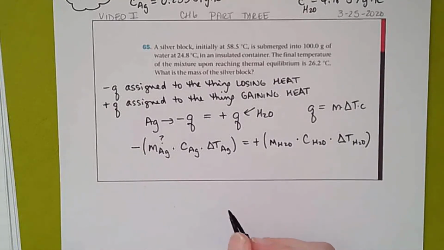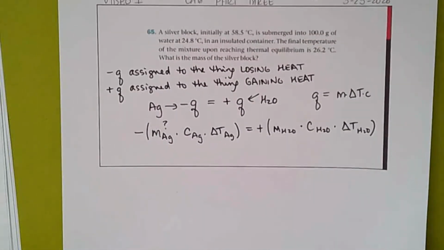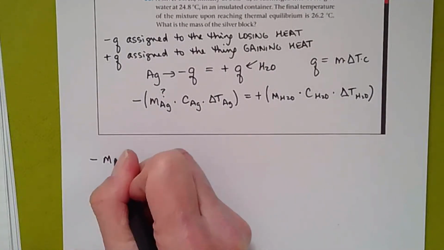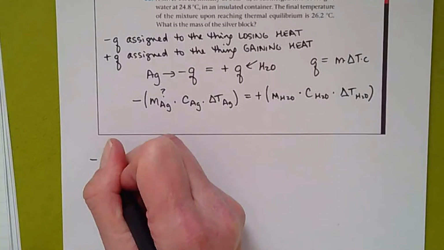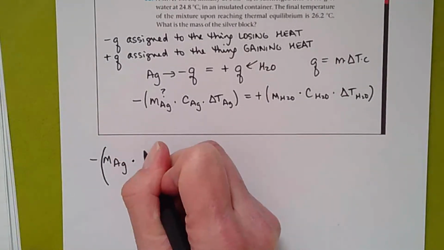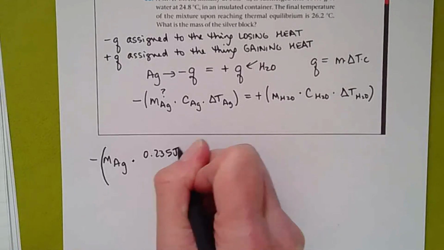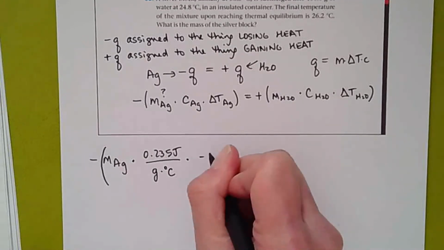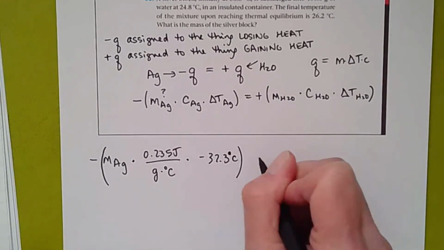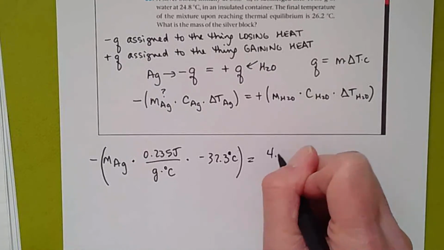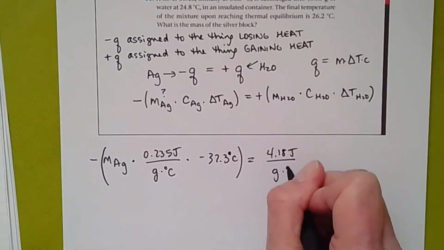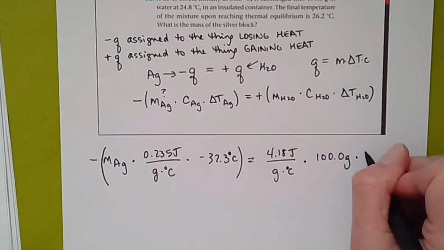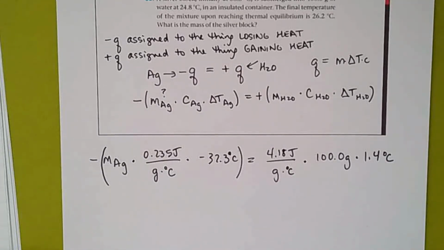So in this case, we're going to have negative mass of silver times 0.235 joules per gram per degree times negative 32.3 degrees equals 4.18 joules over grams times degrees times 100 grams times 1.4 degrees Celsius.